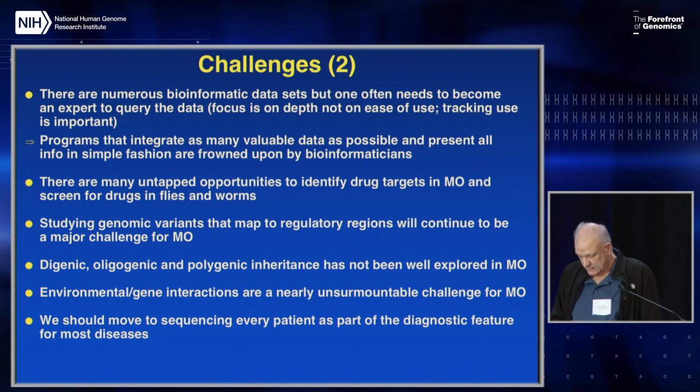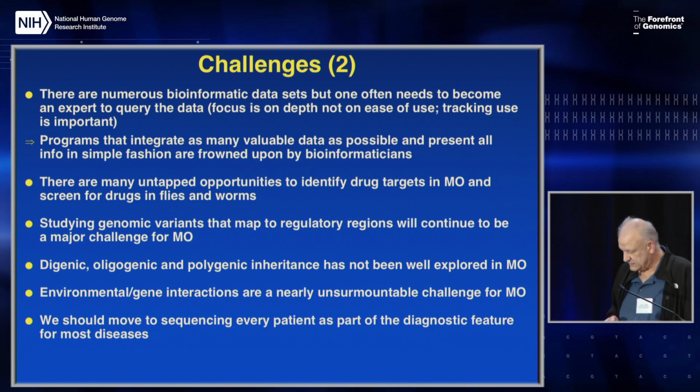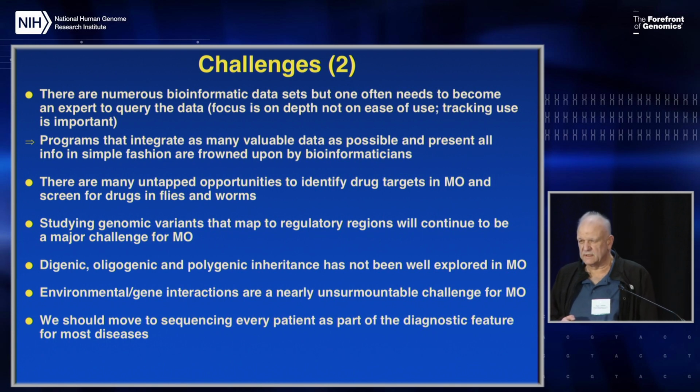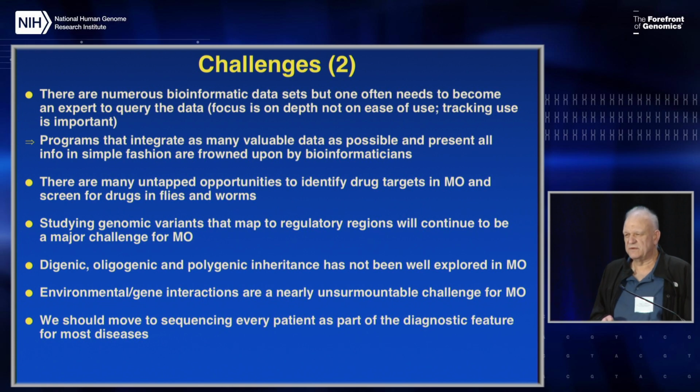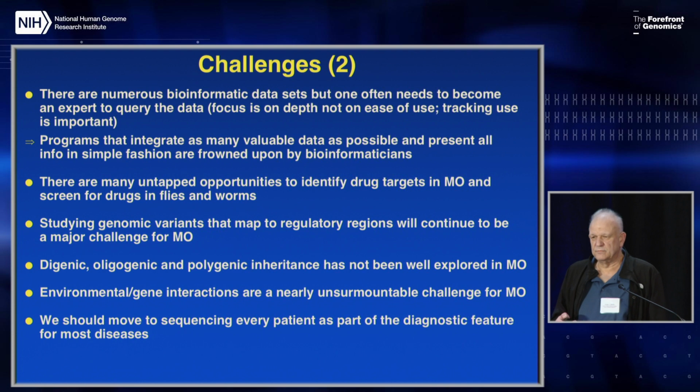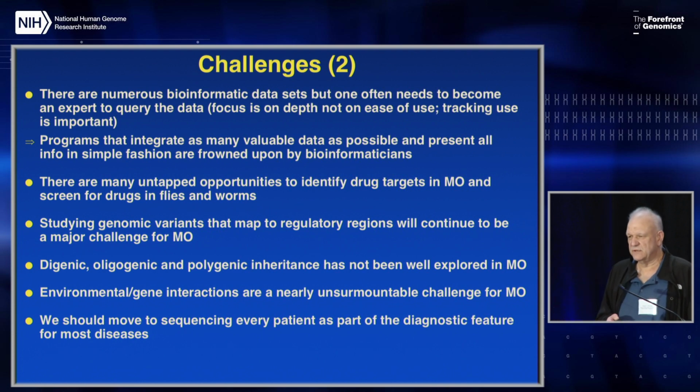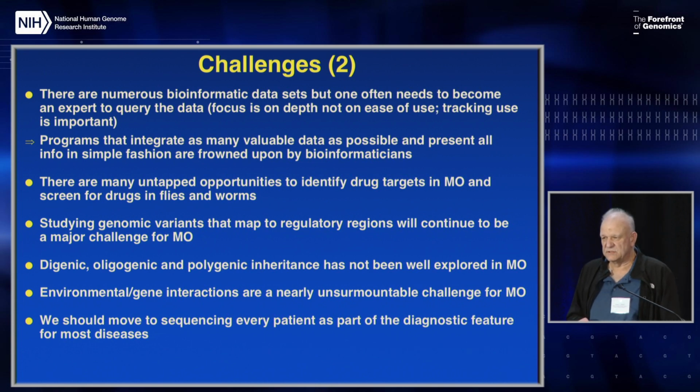Now, there are challenging issues, and some of this will be brought up in the next talks, and that is, how do you study digenic, oligogenic, and polygenic inheritance in model organisms? How do you deal with environmental gene interactions? And how do you deal with mutations that are not in the coding regions? Those are next to impossible to tackle in model organisms. We've tried, and that's a real challenge, and we'll hear more about that.